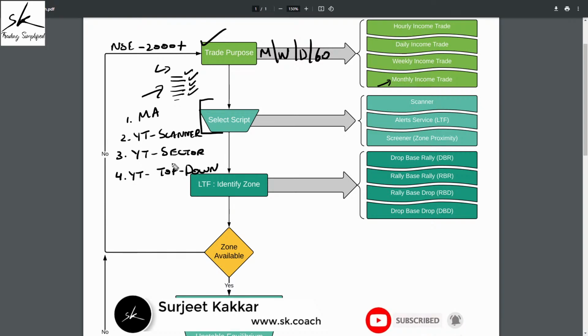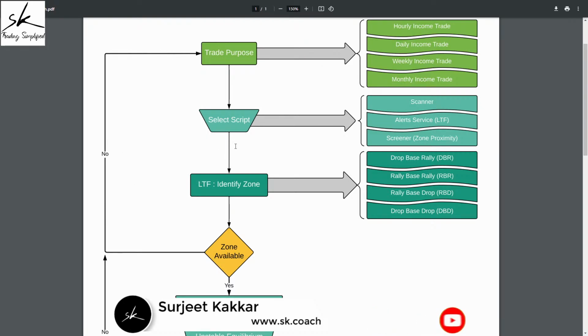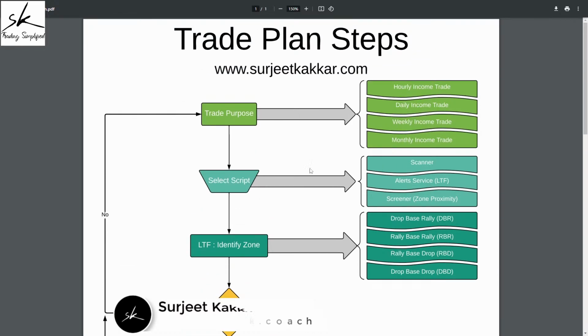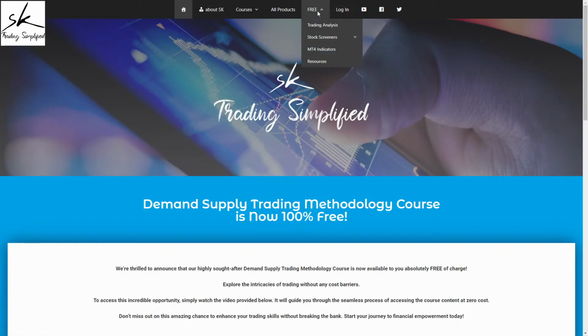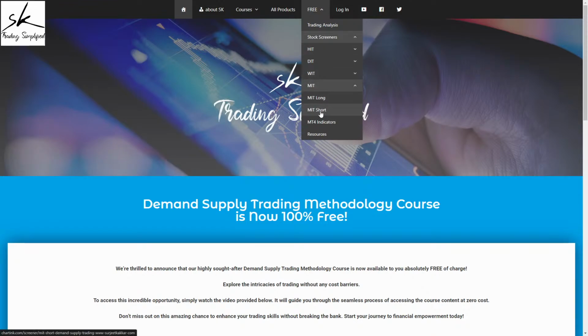So let's look at a few examples before we move ahead so that you have the understanding of how you can get a smaller list for you. So like I was talking about, once you go to our website, under the free tab, you have the option for stock screener. Because I opted I want to plan MIT trades, I can click on MIT, I can run the long scan and the short scan.